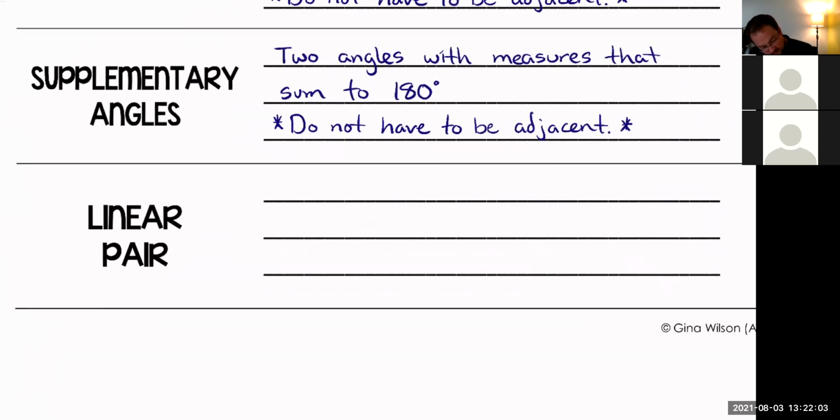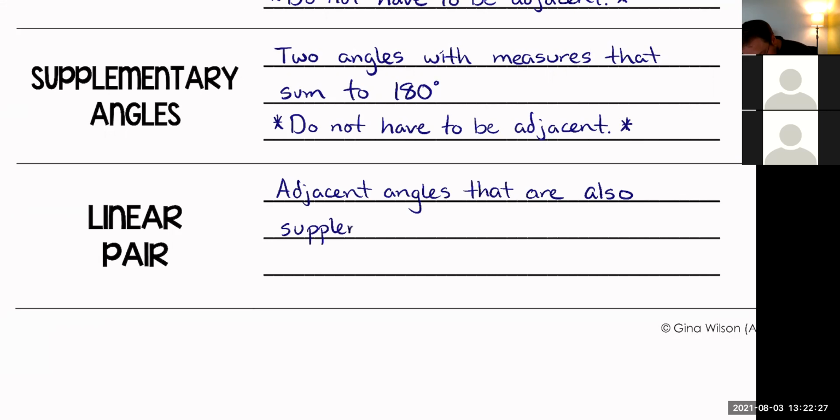And then the last one, very specific relationship here. These are adjacent angles that are also supplementary. When they are combined, they form a line.